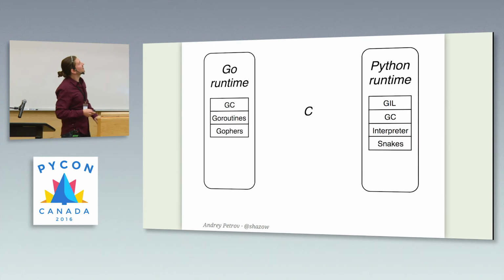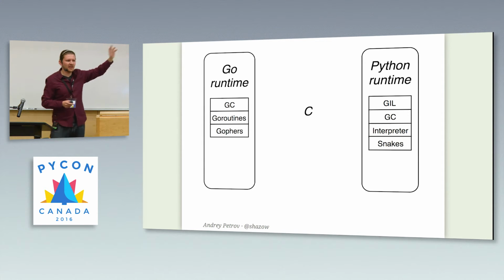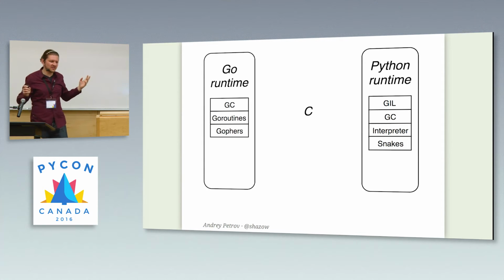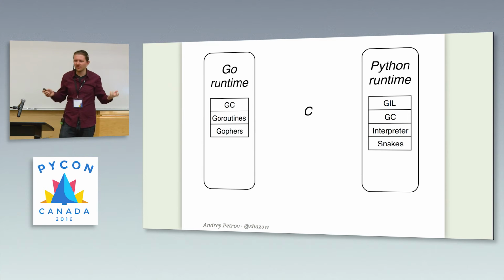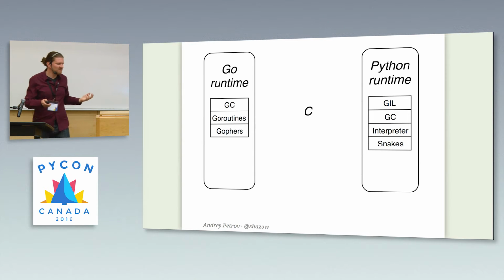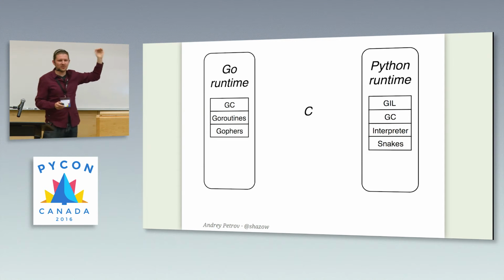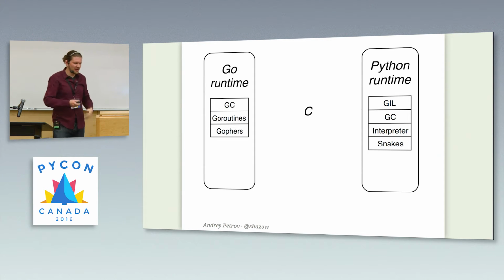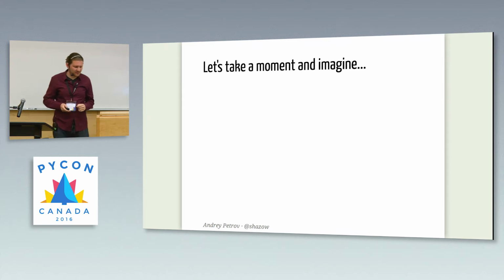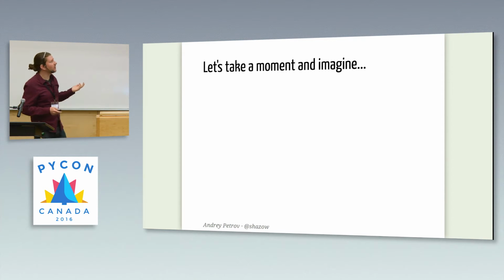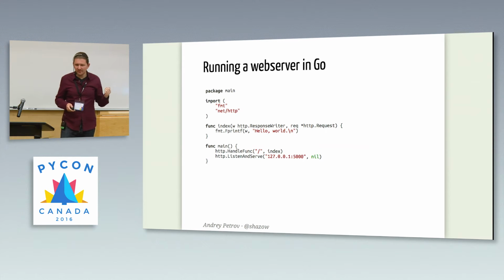So this is kind of what that looks like. We have the Go runtime on the left and the Python runtime on the right. And then this all kind of lives in this C barren wasteland of overflows and memory leaks and dragons. And we're going to traverse this wasteland from one end to the other and make them speak to each other while all running in the same process. So in this particular example, you can build anything, but we're going to build a web server.